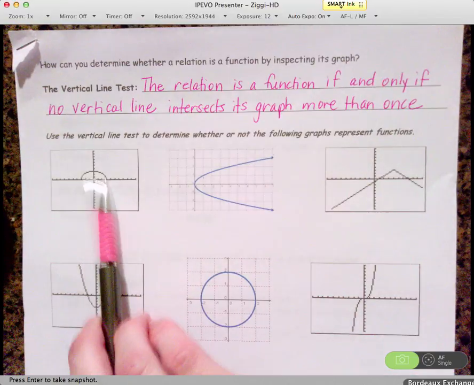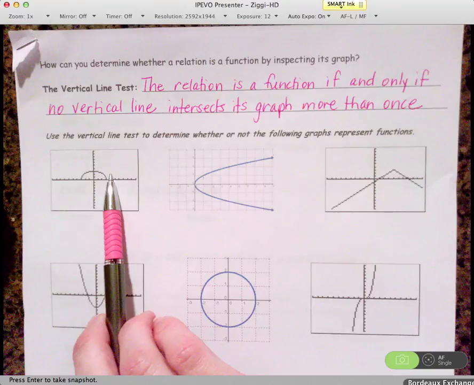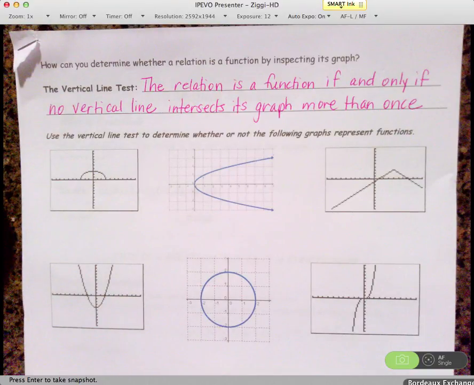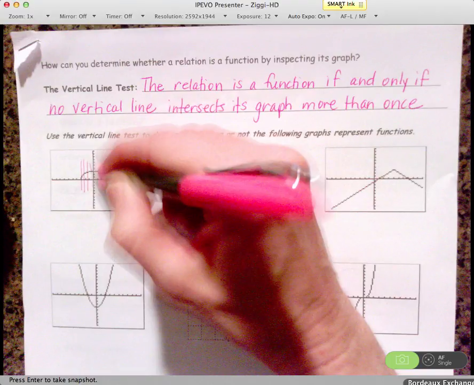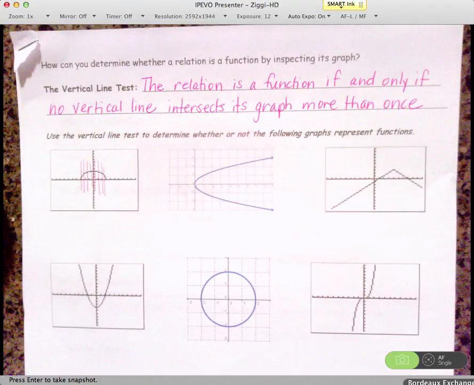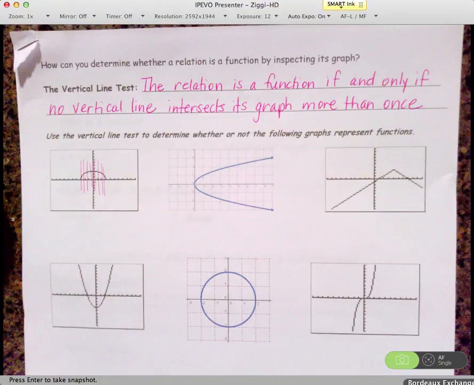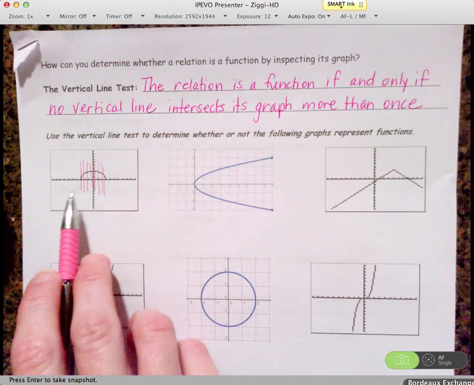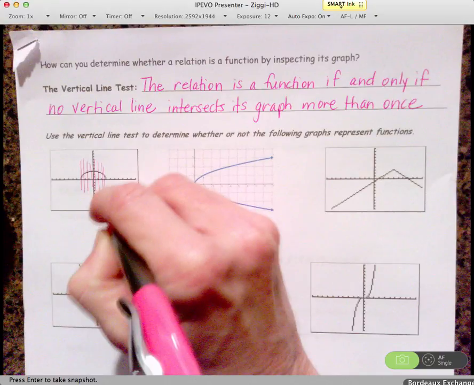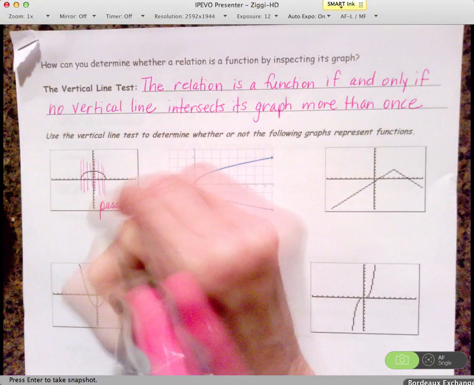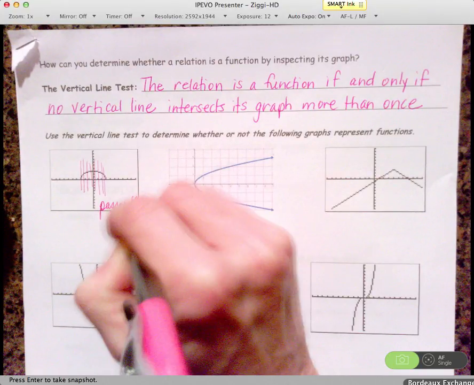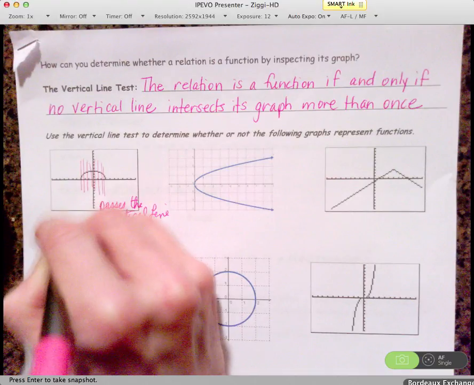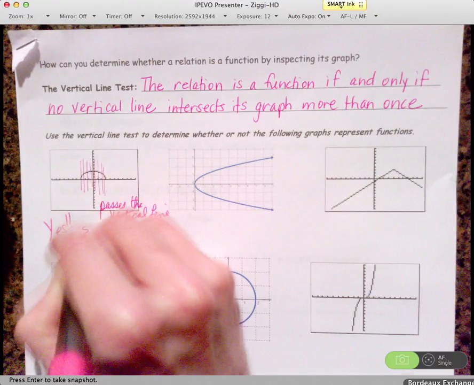If I look at this function right here, I should be able to draw a vertical line at any point and never hit more than one point on the graph. So I should be able to only ever hit the graph one time when I draw a vertical line. So since I only ever hit it one time, I say this passes the vertical line test. And if it passes the vertical line test, then yes, it is a function.